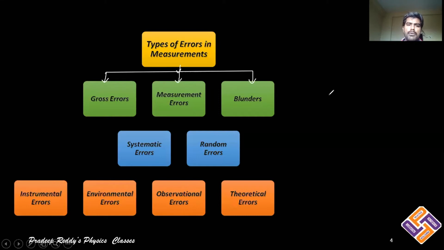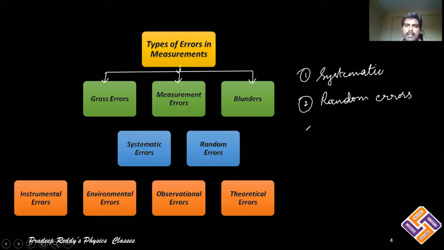In your textbook, they will mention systematic errors as the first type, random errors as the second, and gross errors as the third. Only these 3 categories are given in your textbook: systematic error, random error, and gross error.